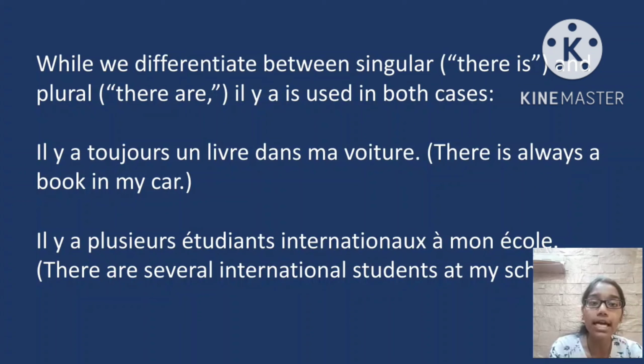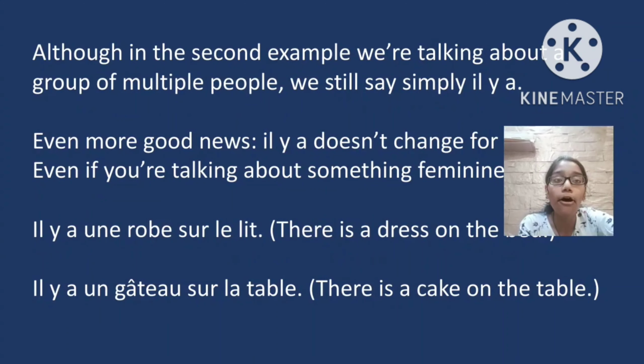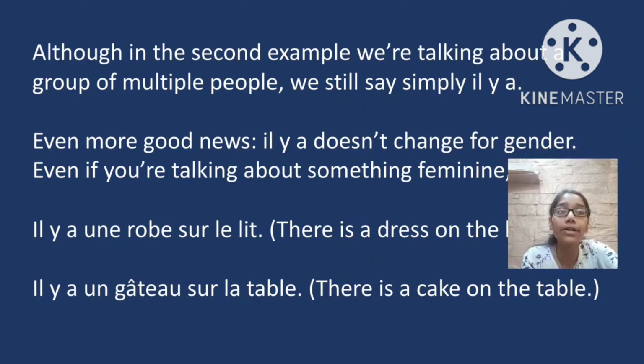Example: il y a toujours un livre dans ma voiture. There is always a book in my car. Il y a plusieurs étudiants internationaux à mon école. There are several international students at my school. Although in the second example we are talking about a group of multiple people, we still say simply il y a. The even more good news is that il y a doesn't change for gender.